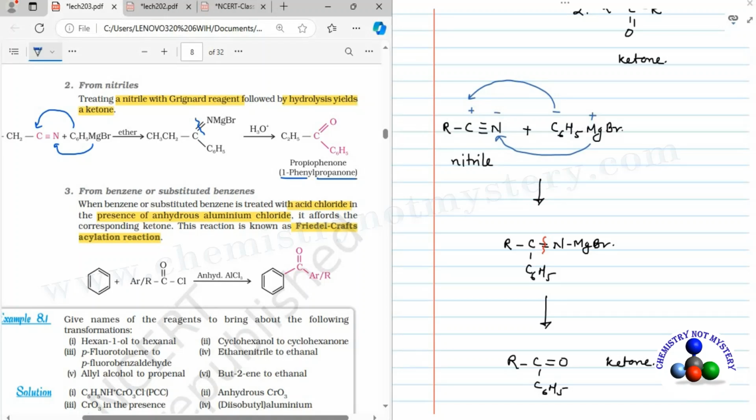In this reaction, when acyl chloride is treated with AlCl3, AlCl3 takes away chlorine from the molecule and leaves carbon positively charged. Now this electrophile attacks benzene and undergoes a substitution reaction. After the electrophilic substitution reaction, you will get ketone. So this is the ketone. This reaction is called Friedel-Crafts acylation reaction.